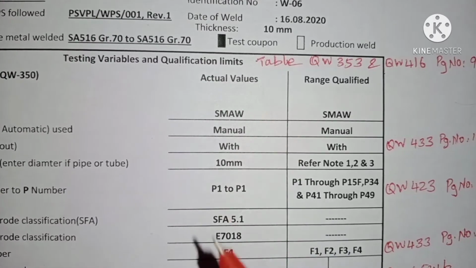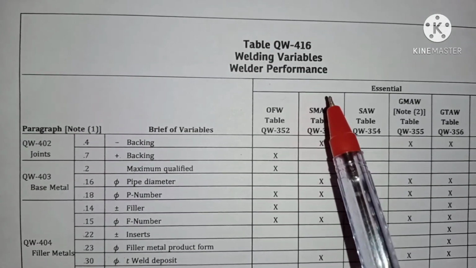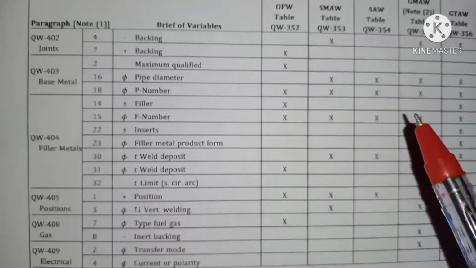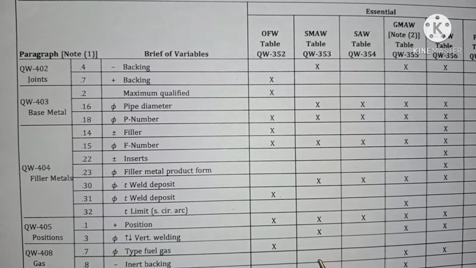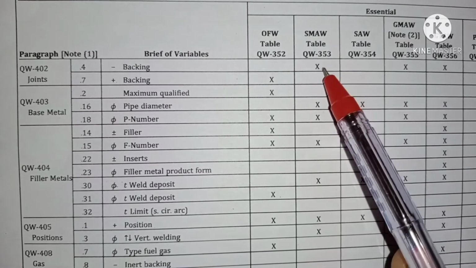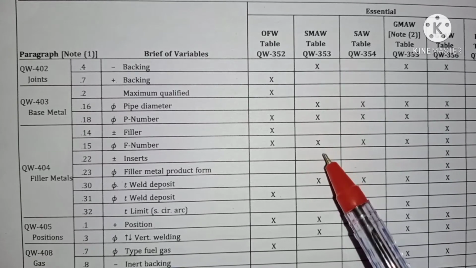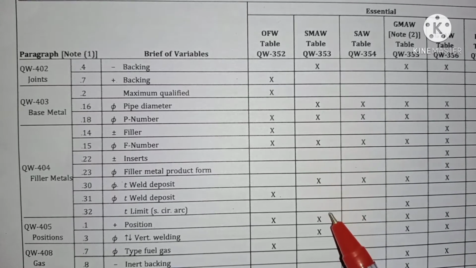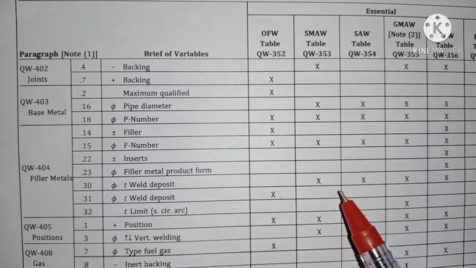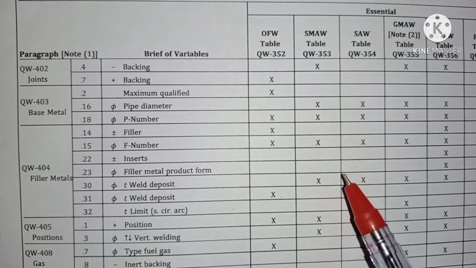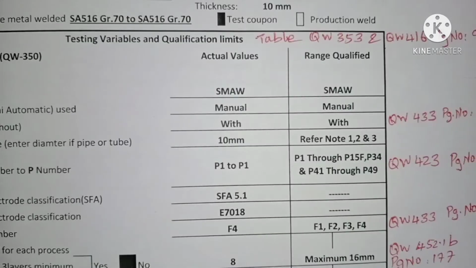So the table is QW416. In this table, in this column you can choose the essential variables for welder qualification. They are backing, pipe diameter, P number, F number, thickness of the weld metal deposit, position, and weld progression. These are the essential variables. So in the welder performance qualification report, these essential variables must be available.